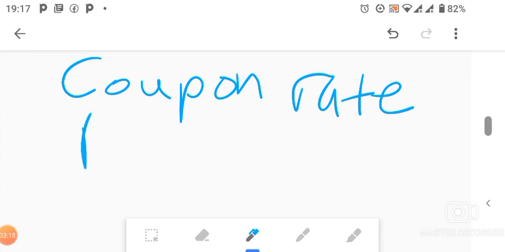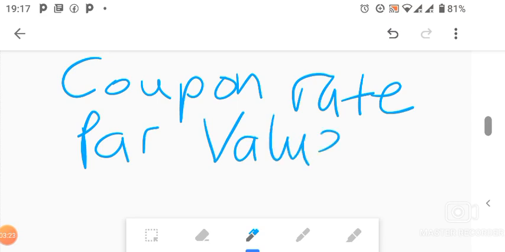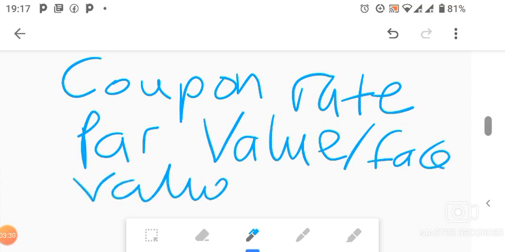Another term we use is par value. They even say face value. These two terms just mean the original price of the bond. That's what they mean by par value. So if they tell you 1,000 par value, that simply means this is the original value of the bond. No overstatement, no profits added, that's the original value of that bond.